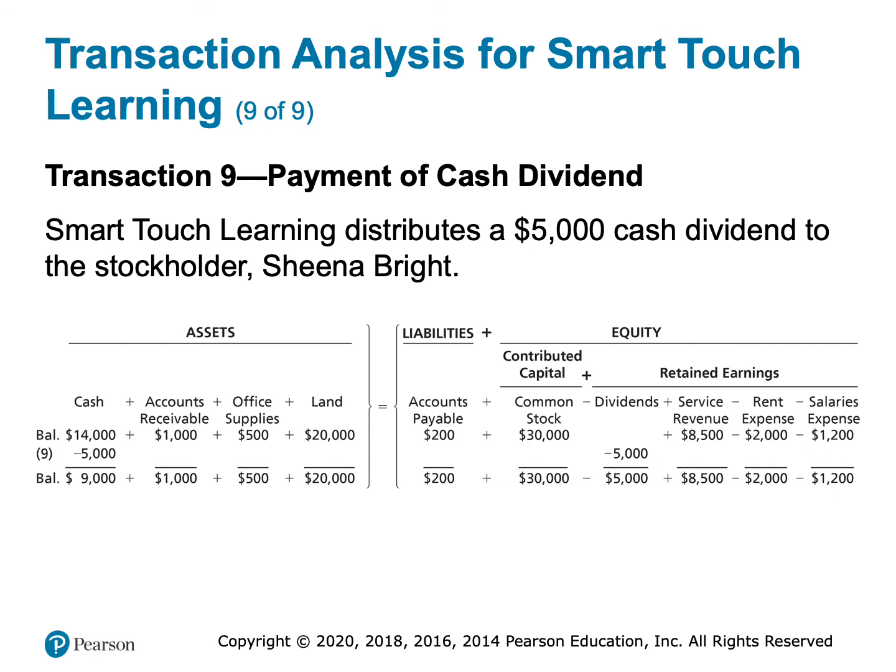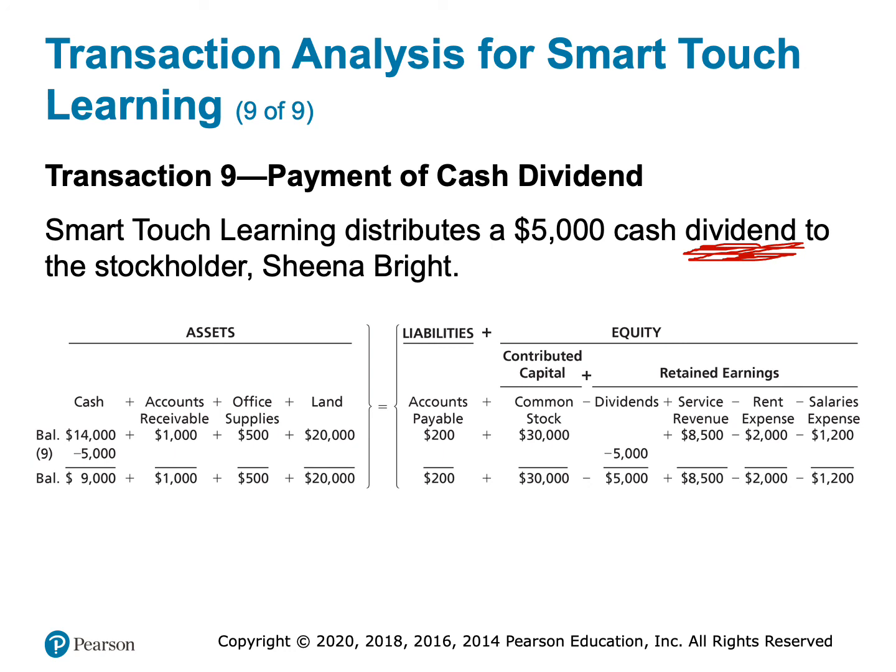And then last thing that we're going to do here is we, Smart Touch Learning, decide that because we've made some profit, we've had a good quarter, we're going to share some of this profit with our owners, with Sheena Bright. And when we share some of our profit with our owner, that is called a dividend. Now, dividends don't always have to be cash, but in this case, they are. So we're going to share the dividend with Sheena Bright, which means we're going to write her a check for $5,000. Now, even though she's an owner, this check is not like payroll.